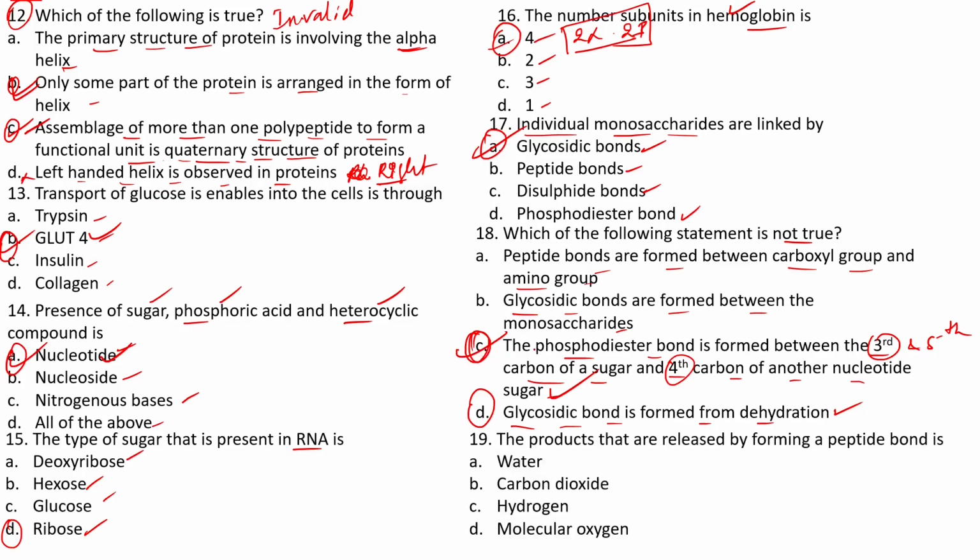Now, moving on, the product that is released by forming a peptide bond is water, carbon dioxide, hydrogen, or molecular oxygen. We know it is a dehydration reaction. Hence, water is the product that is released by the formation of peptide bond. So A is our right answer over here.